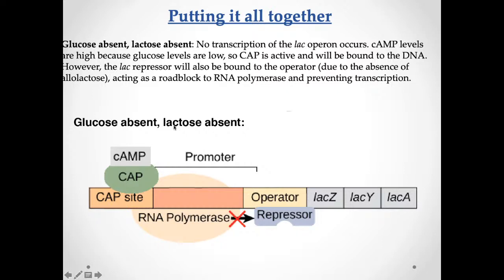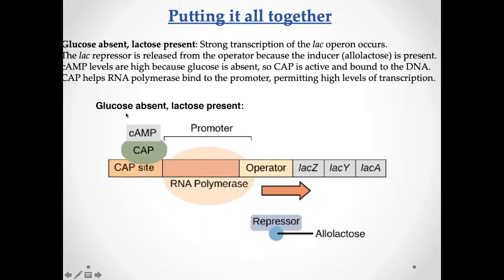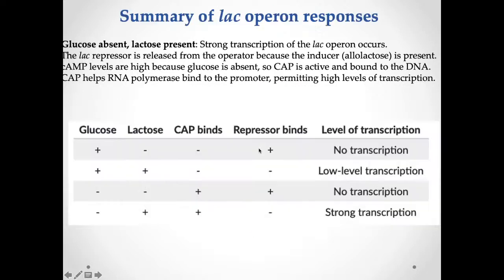But what if glucose is absent and lactose is absent? Even though your cAMP is attached to the CAP and letting it attach to the CAP site, RNA polymerase cannot go further because lactose is absent, so your repressor will attach to the operator. And if your glucose is absent and lactose is present, lactose will attach to the repressor and not let it attach to the operator, but also your cAMP will attach to the CAP site and make very high transcription without any stoppage. So these were the four conditions.